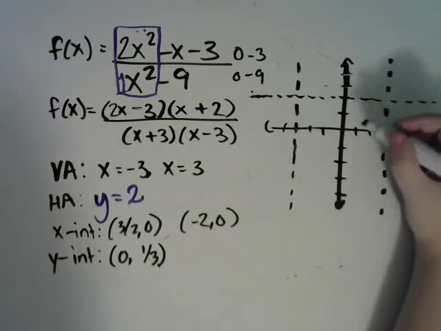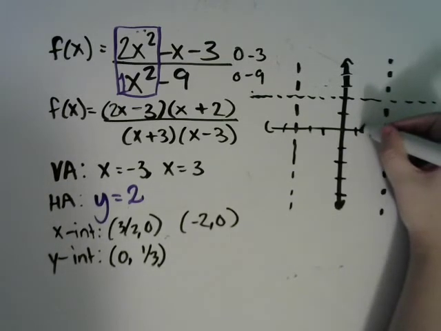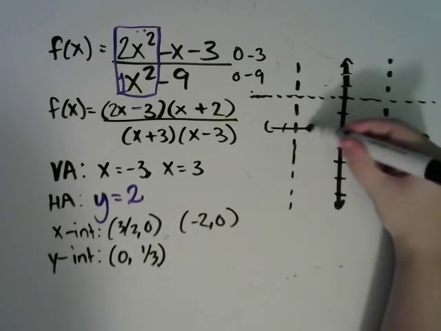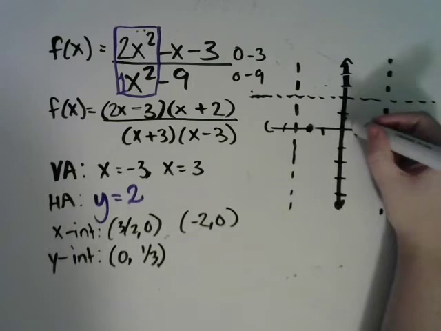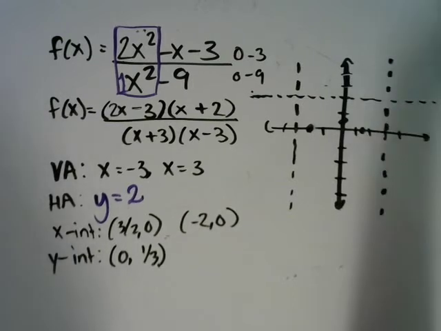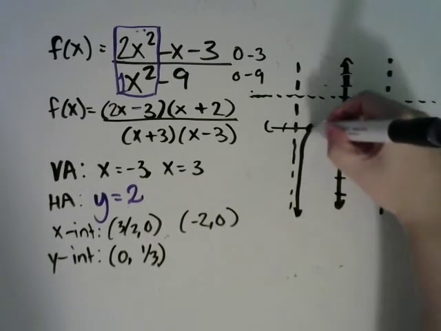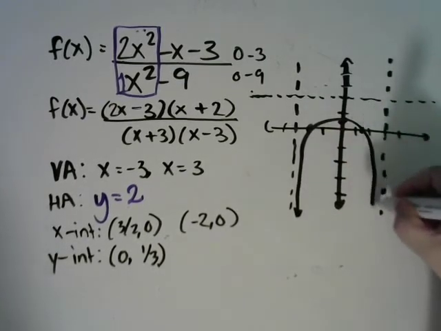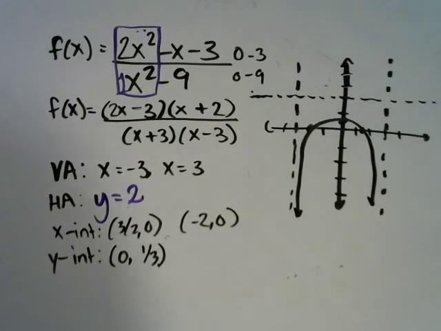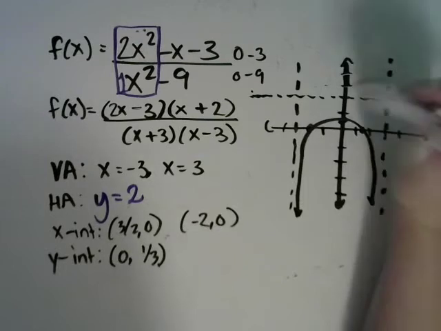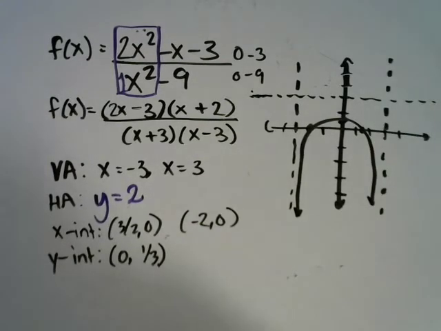We have an x-intercept at 3/2, which is 1.5. We also have an x-intercept at -2. And we have a y-intercept at 1/3. Knowing that I need to graph a continuous function, it leads me to believe that this function is going to look like this in the center. But if I wasn't sure, I could always pick test points at 2 or 1 or -1 to be sure.